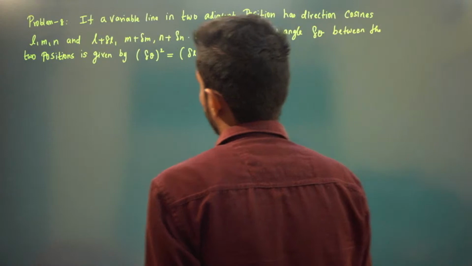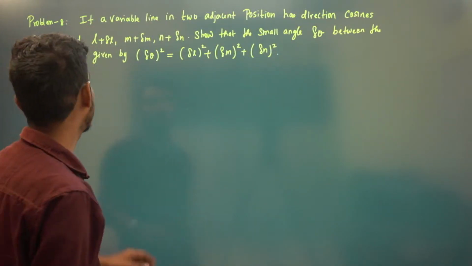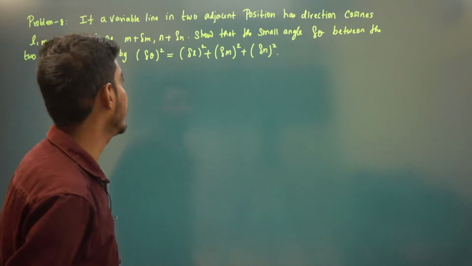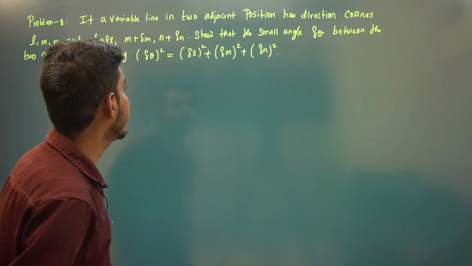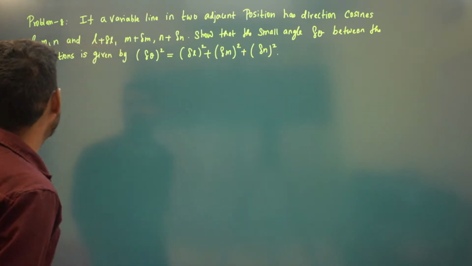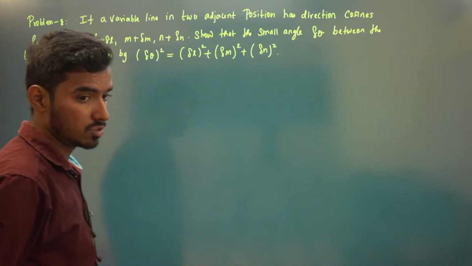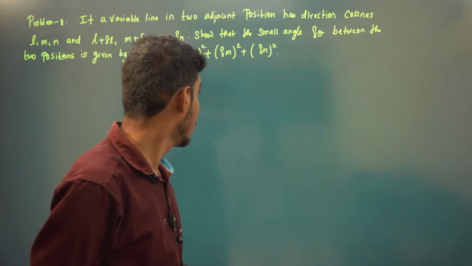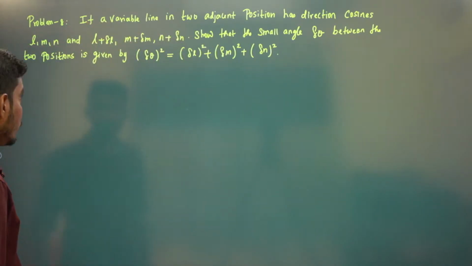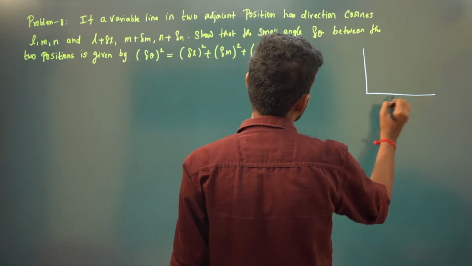Okay, if a variable line in two adjacent positions has direction cosines L, M, N and L plus del L, M plus del M, N plus del N, show that the smallest angle del theta between the two positions is given by del theta whole square is equal to del L whole square plus del M whole square plus del N whole square. It's a very simple, very easy problem. So we have two lines.